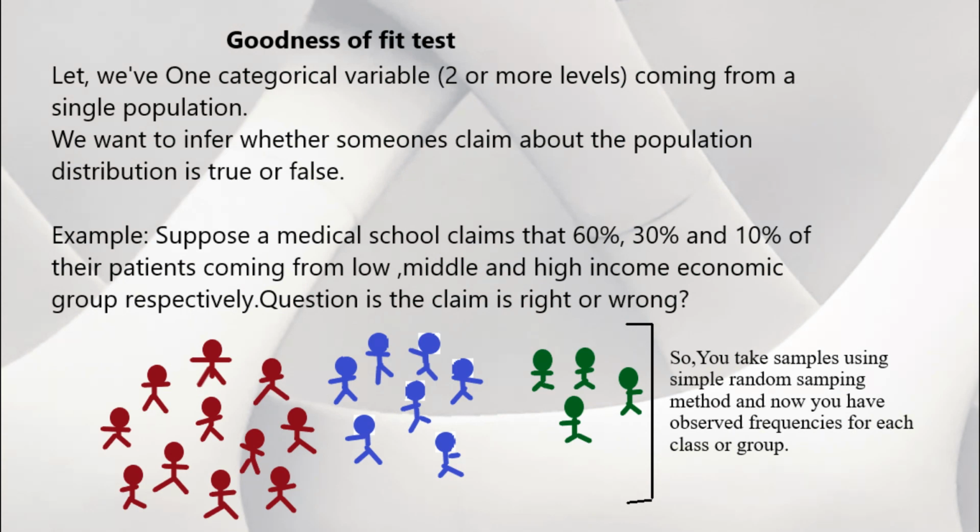Example: suppose a medical school claims that 60%, 30%, and 10% of their patients come from low, middle, and high-income economic groups, respectively. The question is, is the claim right or wrong? So, you take samples from the population and now you have observed frequencies for each class.